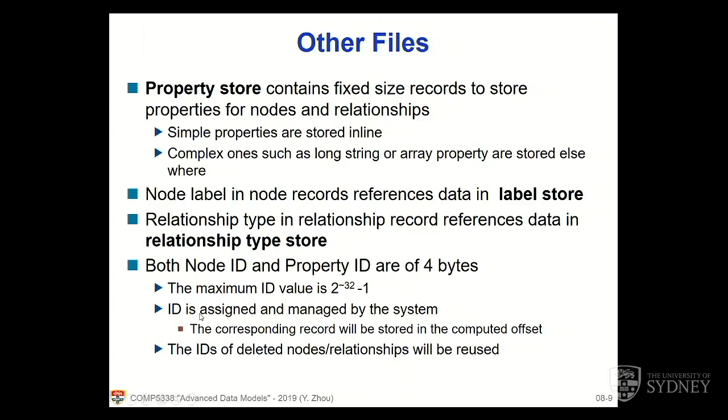And the IDs are assigned and managed by the system. So the system will remember which ID is assigned, and which is deleted and can be reused. And the corresponding records, remember, are always stored at the computed offset. So that makes it really easy for us to find any record once we know the ID. Once we know the ID, we know the offset, and then we know the block which has it.